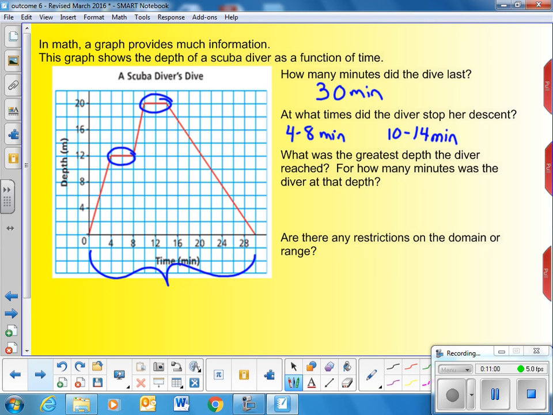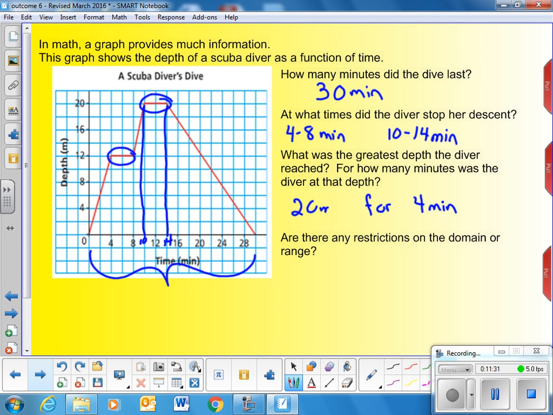What was the greatest depth the diver reached? So the maximum depth would be 20, not 20 minutes, but 20 meters. And part B says how many minutes was she at that depth. We can look on our graph and see that she was at that depth between 10 and 14 minutes. So she was there for 4 minutes.